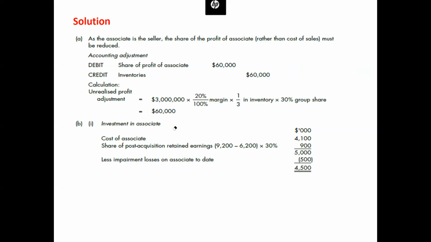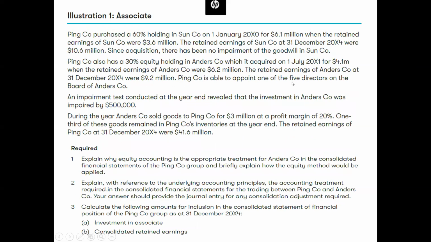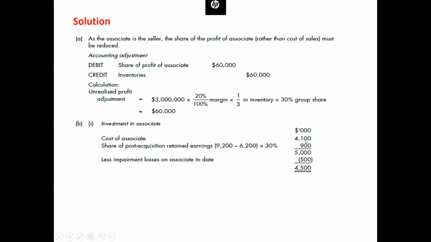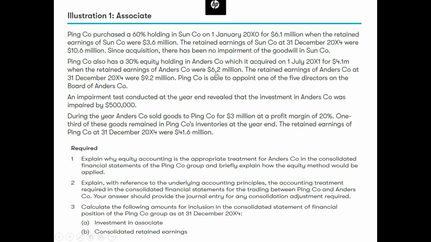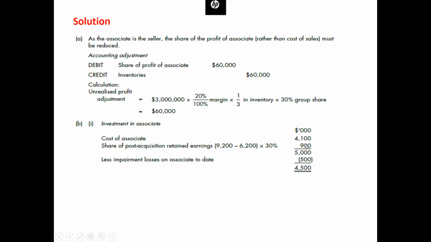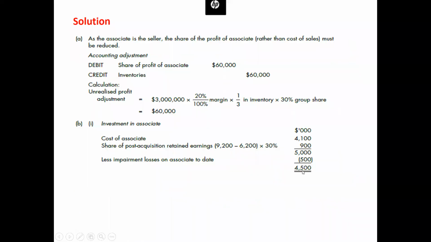Okay. So then if we go further, in the question, they ask us to calculate now the investment in associates. So I'm just going to show you, remember what we've paid. We start off with what we paid. We said we paid at the end of the day 4.1 million. So we start with our cost, 4.1 million. Then we have our growth in retained earnings. When we initially acquired our share, retained earnings was 6.2 million, now at 9.2. So there's a growth of 3 million. Times 30%, so 900,000 will be included. And then there was an impairment of 500,000, which they told me, so I will deduct the 500,000. So there's my investment in associate, okay?